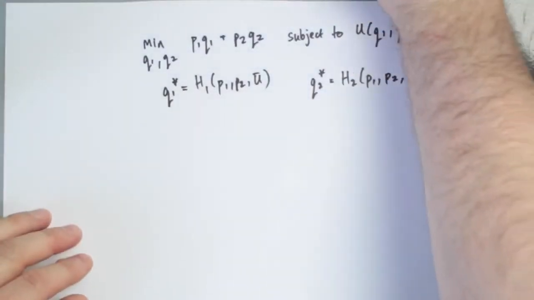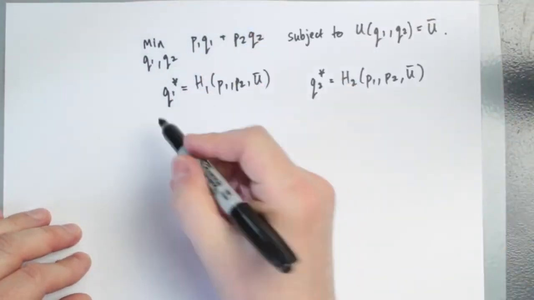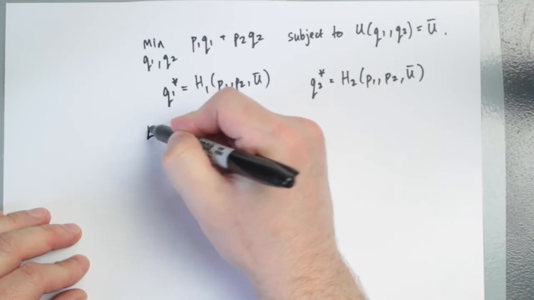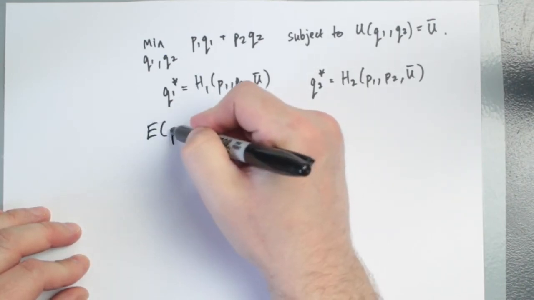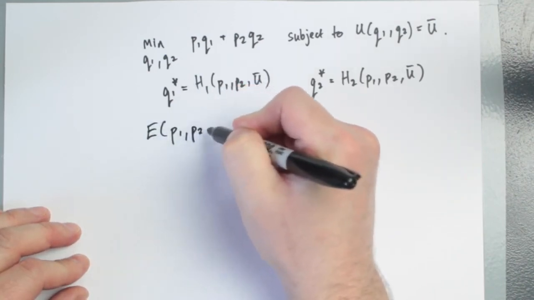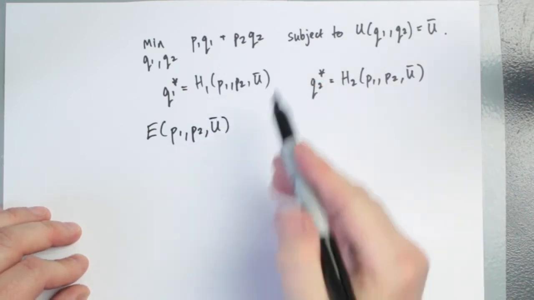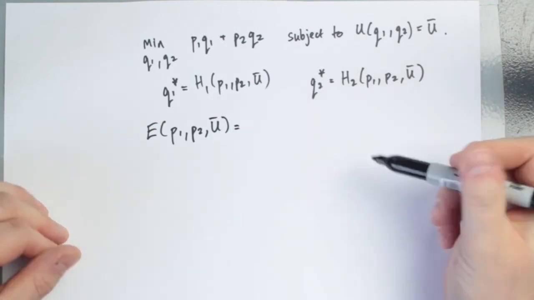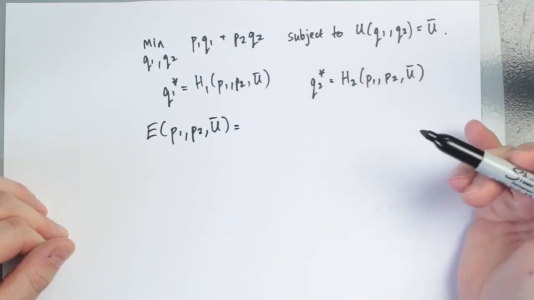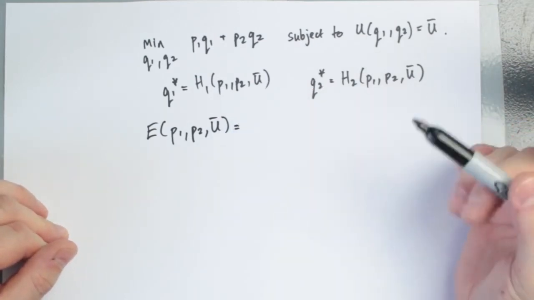So we give this a name: we call it the expenditure function. If I write the expenditure as a function of P1, P2, and the target level of utility U, it's effectively telling me what's the smallest amount of money that I need, not units of goods.